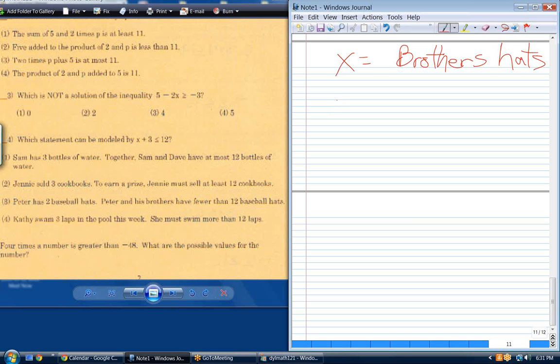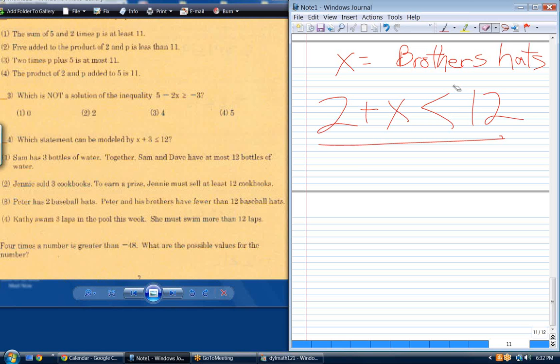Okay, so would it be 2P? No, it's not 2P. It has 2 hats, so it's just 2. The variable is his brothers' hats. So it'd be 2 plus the number of hats his brothers have. So 2 plus X is fewer than, or yeah, less than, my bad, 12. And it's not less than or equal to, it's just less than. So this is what would result from number 3.